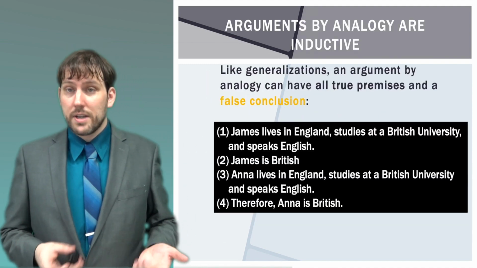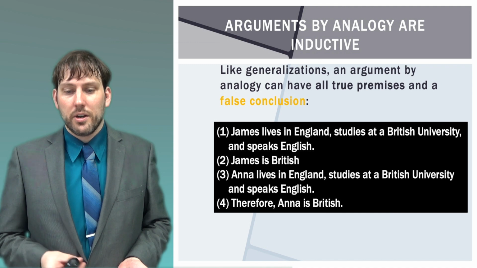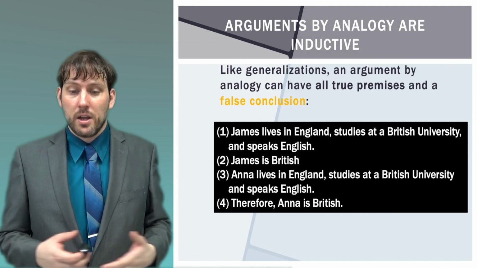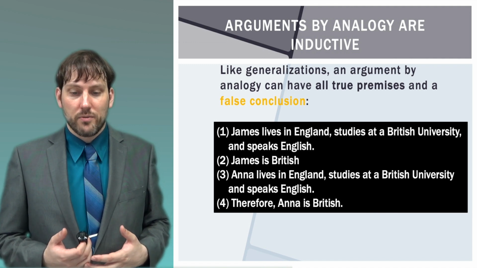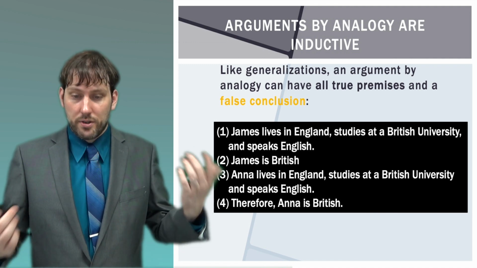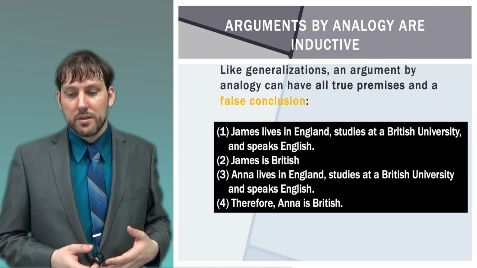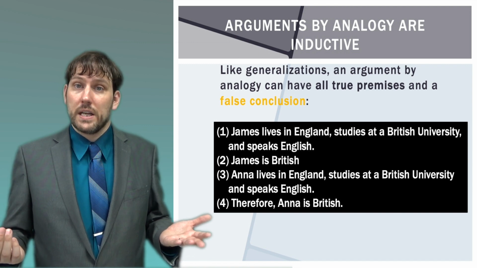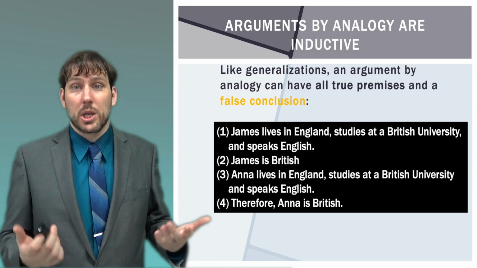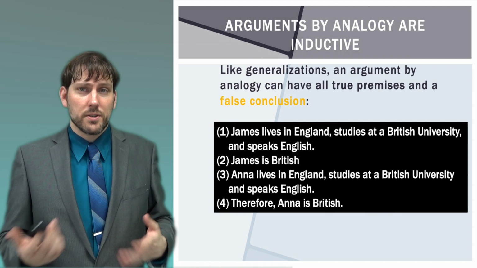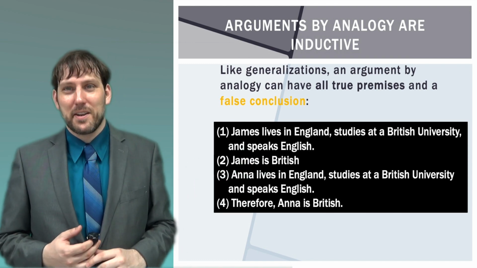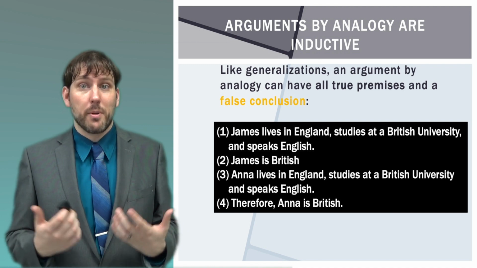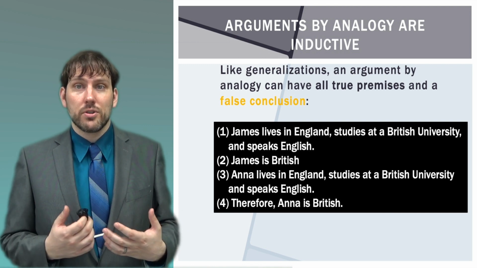So like generalizations, which we'll look at next week, an argument by analogy can have all true premises and a false conclusion. So let's look at one. James lives in England, studies at a British university, and speaks English. James is British. Anna lives in England, studies at a British university, and speaks English. Therefore, Anna is British. So it turns out that she is not British. Turns out she is studying abroad. She's Japanese. This is basically an example from the past, but you get the idea. This is something where everything was in place to make this a strong argument by analogy, but the conclusion happened to be false.